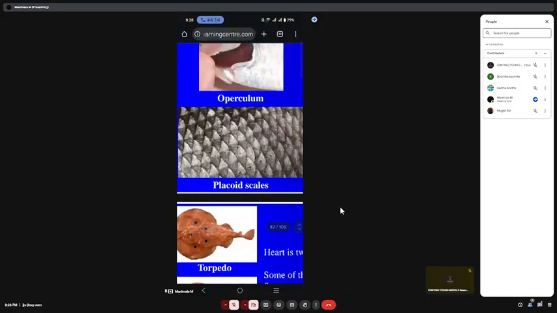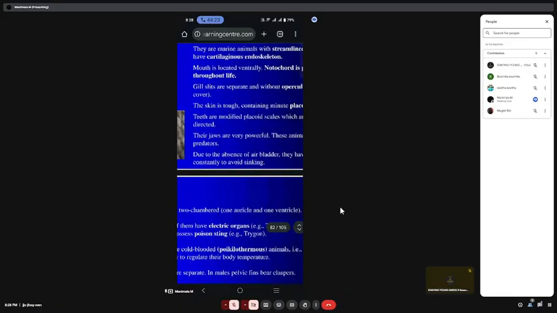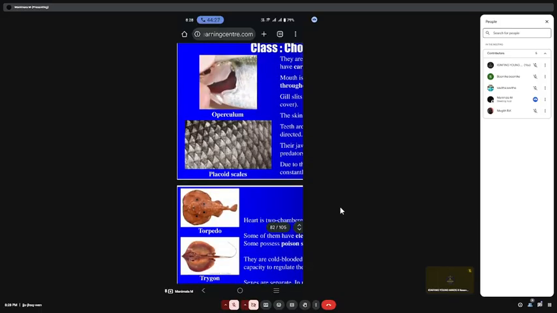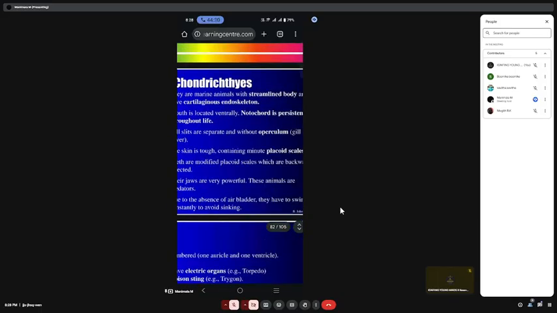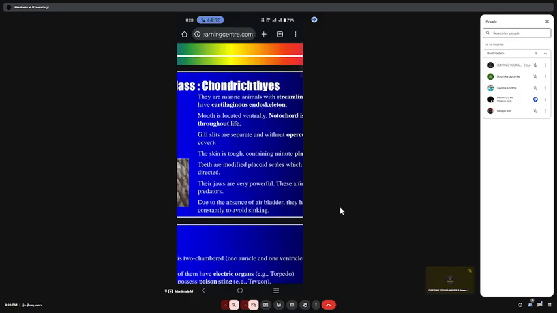It is present in the... it is directed backwardly. Okay, and the next one, the operculum. Gill slits are separate, without operculum, and the notochord is persistent throughout life.